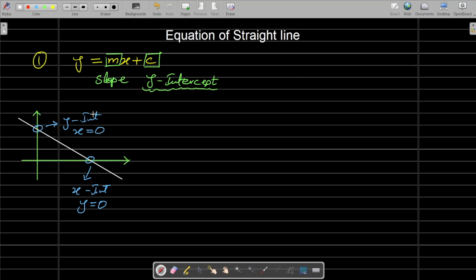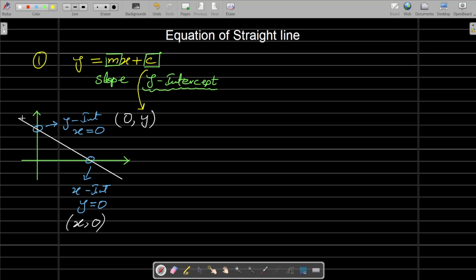And this point right here is known as the y-intercept, where x will always be equal to 0. To summarize, the y-intercept will always have the value of x as 0 and there will be some value of y. On the other hand, the x-intercept will have some value of x, but the value of y will always be 0. Now this c right here represents the y-intercept value.